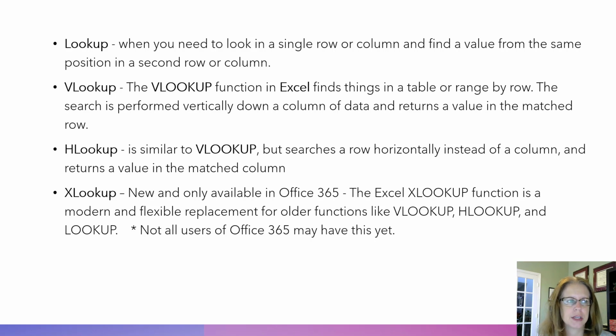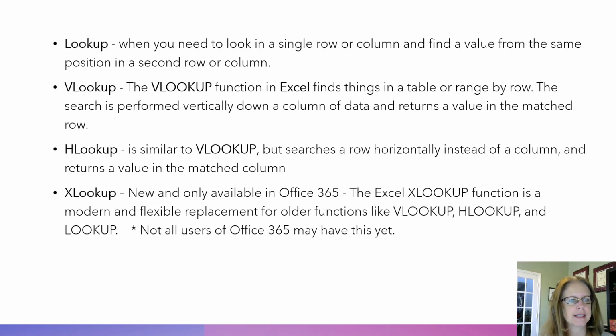In future examples, we will look at Vlookup, Hlookup, and the newest feature within Excel called Xlookup. Now, Vlookup and Hlookup are very similar. Vlookup is a vertical lookup, H is a horizontal lookup. So Vlookup goes through Excel and finds things in a table or a range by row. The search is performed vertically down a column of data, and then it returns a second piece of data within the row that it is located.